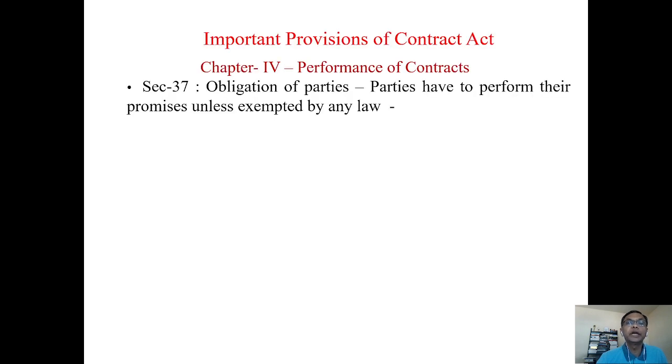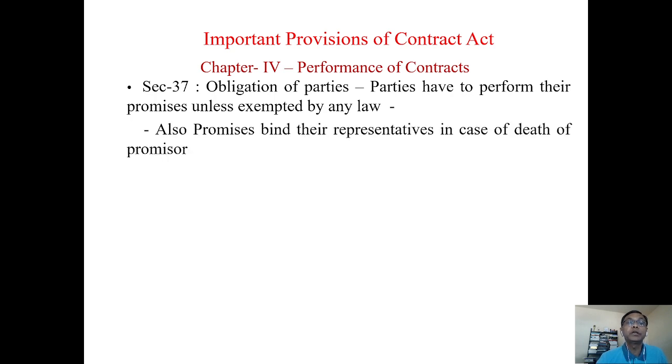Chapter 4 is very important, that deals with the performance of contracts. Section 37 is on obligation of parties. Parties have to perform their promises unless exempted by any law. Suppose I have to build something, but constructing such a building is now prohibited, or a law has passed with environmental regulations, so I cannot make it. Then I am exempted from performance, because when we contracted it was all right, but now it is not legally permissible. Performance is excused.